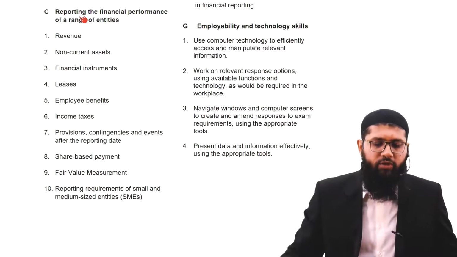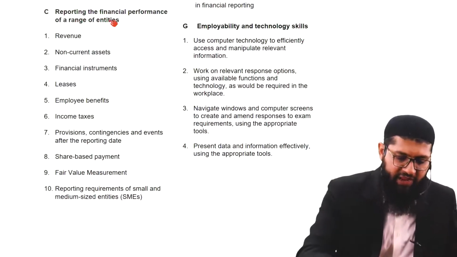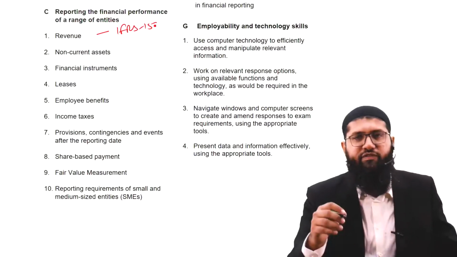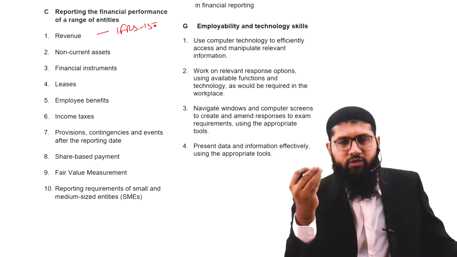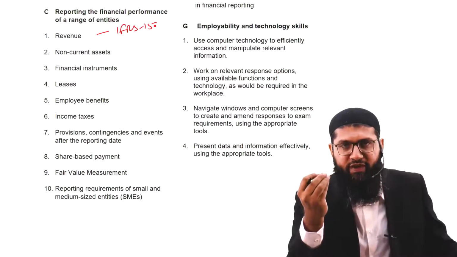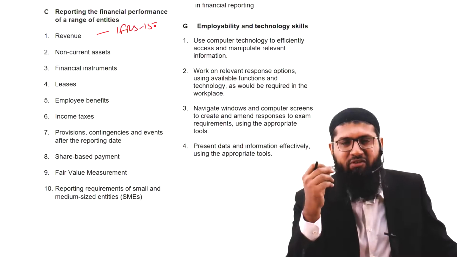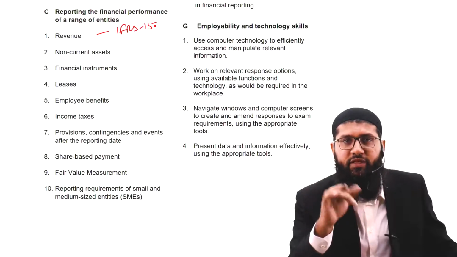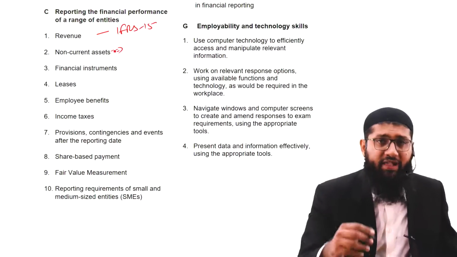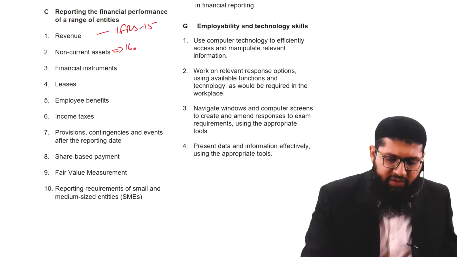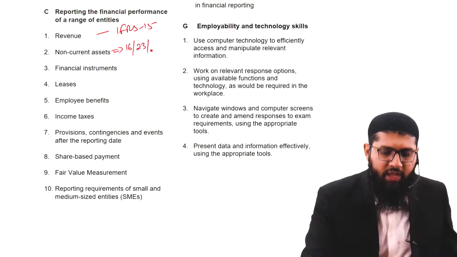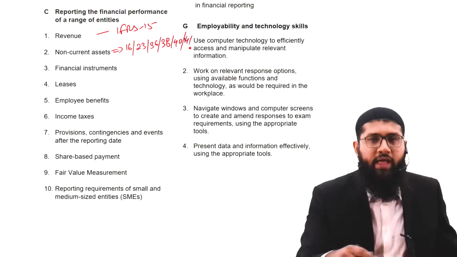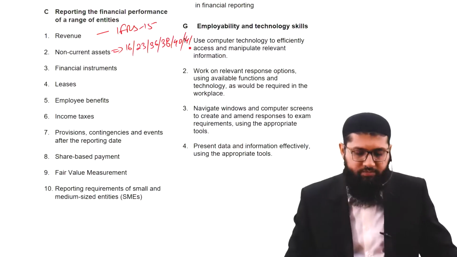So one of them is about the reporting of this financial performance for the range of entities. You've got revenue, means you will be discussing IFRS 15 at length. Believe me, you have only studied a very small portion of IFRS 15 at the F7 level. We will be studying a good in-depth. We'll be studying a good detail of IFRS 15 here. Then the non-current asset, all the accounting standards, including IAS 16, including IAS 23, including IAS 36, 38, 40, 41. All of these standards are going to be applicable here.